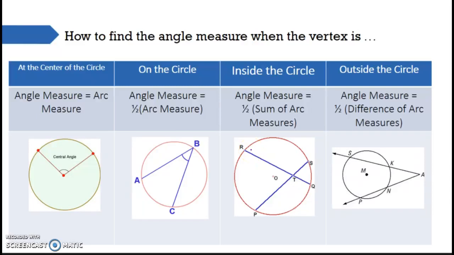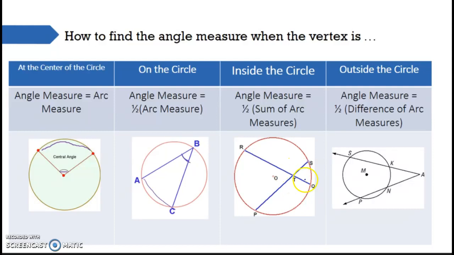So we've already talked about how to find angle measure when we have an angle that lies at the center of the circle. For example, that was our central angle theorem. Remember, the angle measure is equal to the arc measure. Those were the same. We've talked about inscribed angles, where the angle measure is half of the arc measure. Now we want to talk about two more theorems.